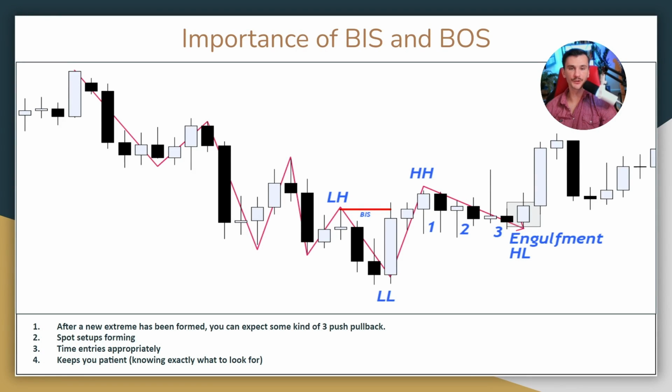So what does 3 pushes do? What does the understanding of structure do? It keeps you patient. If you have 2 lines on your screen and you're just waiting for one of them to break, everything on the inside of that becomes consolidation. So you have your levels in place, and you're just waiting for one of them to break so that you can finish your entry criteria. Keeps you patient, allows you to know exactly what you're waiting for.